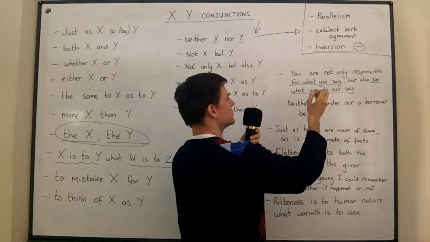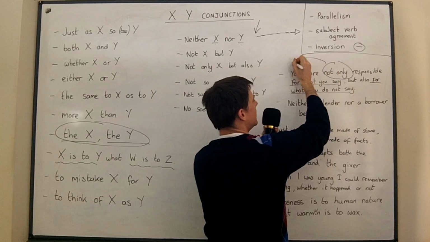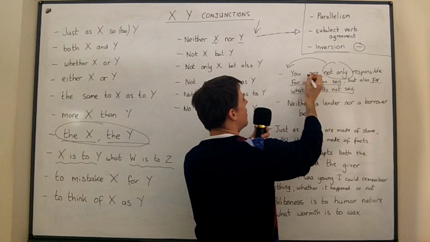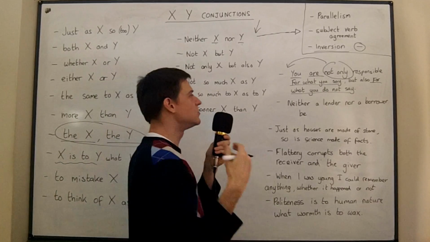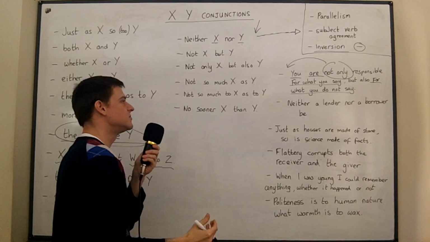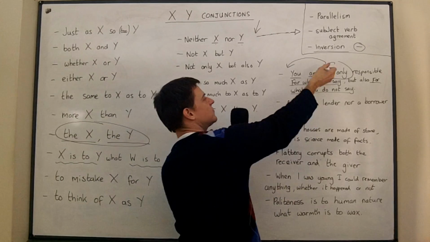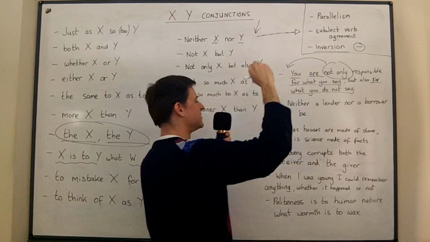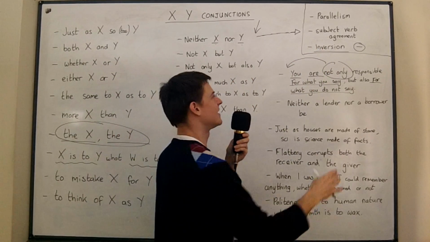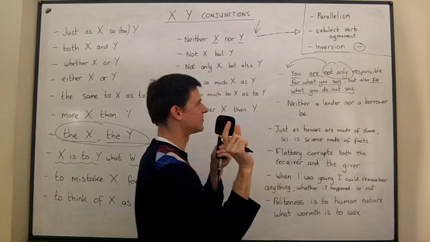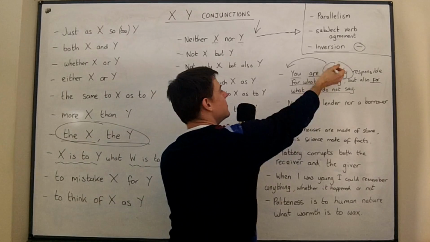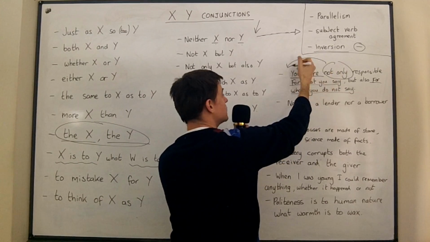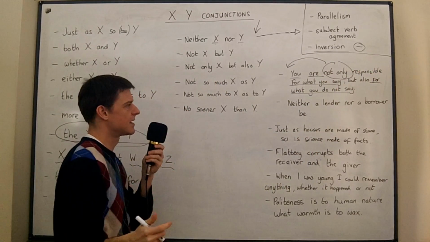However, I do want to remind you that we could have put the not only here and said, not only are you responsible for what you say, but also you are responsible for what you do not say. However, he has chosen to put it this side so that this just repeats in a nice, short, clear clause. And it probably sounds better. But if you put it there, you can invert. You can say, not only are you, okay?